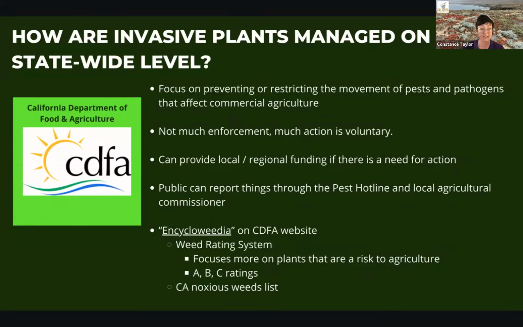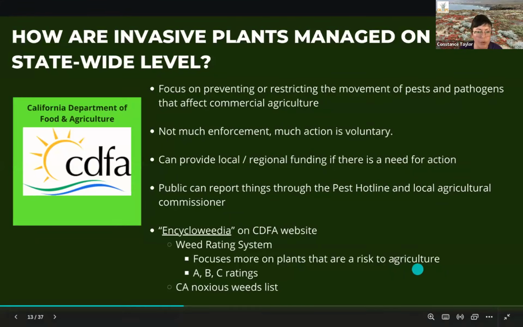One of the things that CDFA can do is provide local and regional funding if there is a need for action. And they also have a pest hotline so the public can report things. And you can also call your local agricultural commissioner. And we're going to check out the encyclopedia on the CDFA website in a second, but the pest hotline phone number is plastered all over the CDFA website. It's one of the first things you see.